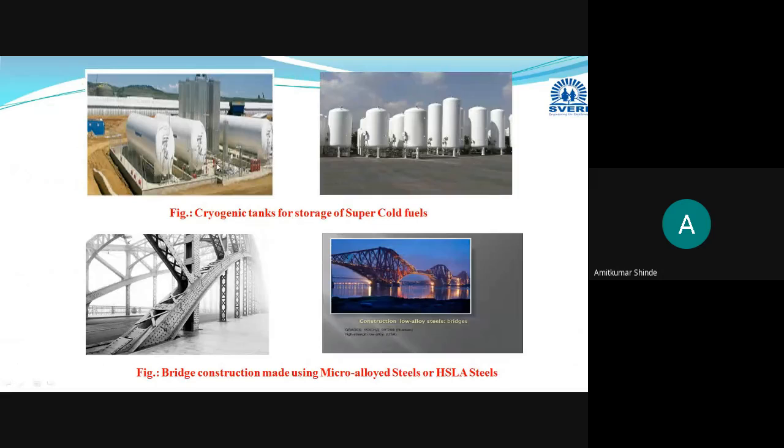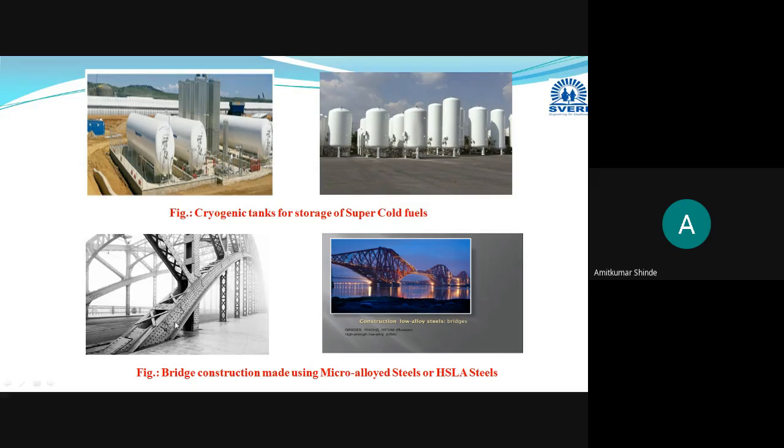These first top two images are the cryogenic tanks, the first image and the second image. Here I am highlighting it with this cursor. First image, and this is the second image. These are the cryogenic tanks. In the cryogenic tanks we are going to store super cooled fuels, super cold fuels like liquid oxygen or liquid hydrogen.